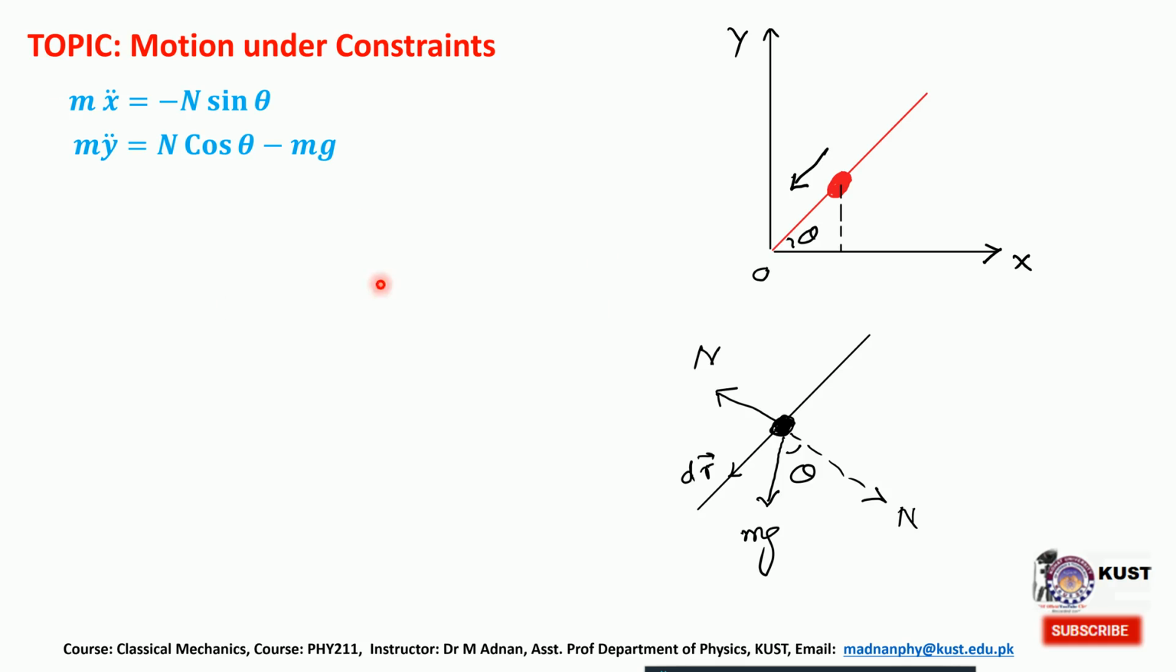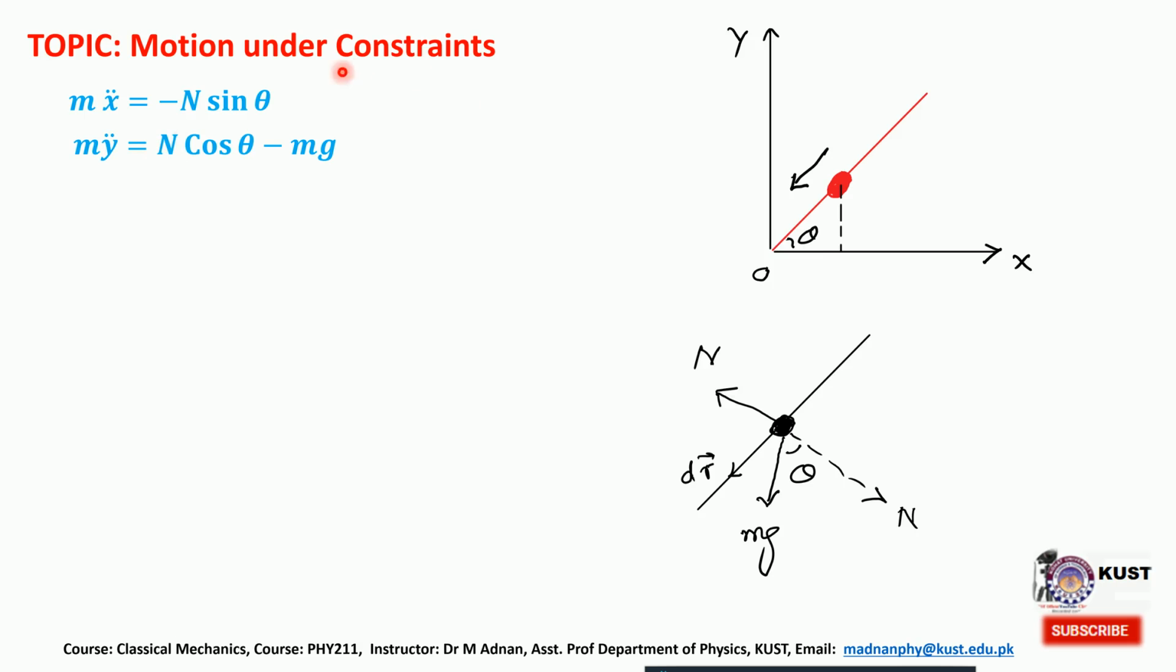Now we have two coordinates. If we discuss this situation with respect to the motion, we have the unknowns x double dot and y double dot, the accelerations along the respective axes, but we also have another unknown, which is the constraint force. This is the normal force.